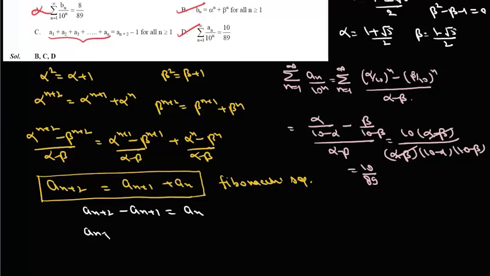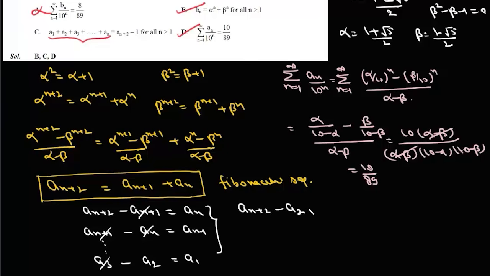Now a_{n+1} minus a_n will be equal to a_{n-1}, and in the end we'll have a_3 minus a_2, and it will be equal to a_1. Now if we add them all up, the left hand side is a telescopic sum, so all these terms will cancel. So we'll get a_{n+2} minus a_2 equal to a_1 plus a_2 up to a_n.